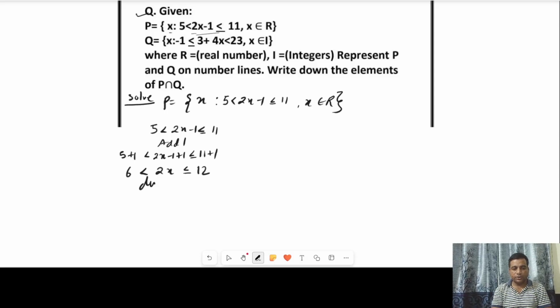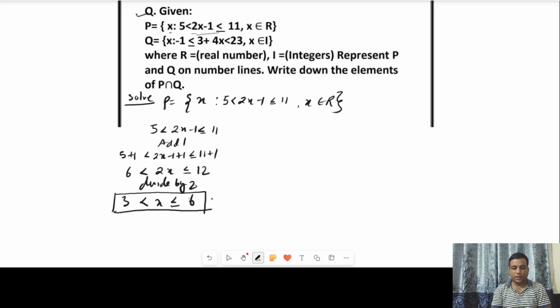Now divide by 2 because 2 is positive. If we divide the inequality by a positive quantity, then the inequality remains unchanged. So 6 by 2 is 3, which is less than x, which is less than or equal to 6. And here it is given that x is a real number.